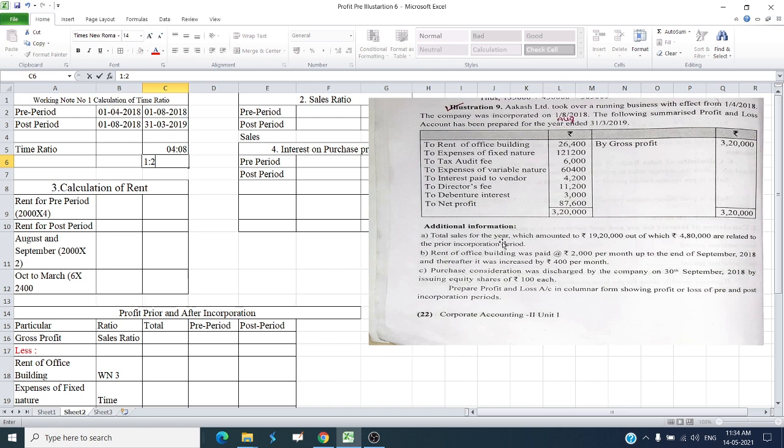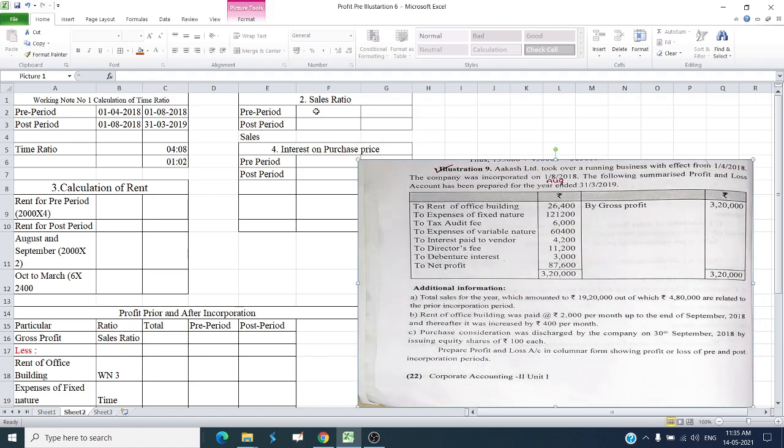Total sales for the year amounted to rupees 19,20,000, out of which rupees 4,80,000 are related to the prior incorporation period. This sentence says the whole year total sales is given, that is 19,20,000, and out of this 19,20,000, 4,80,000 is related to the pre-period, and the remaining will be for the post period. So with the help of this information we can easily find out the sales ratio.